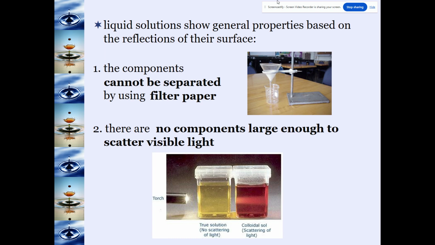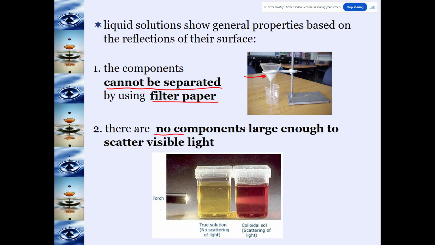Now, how can we tell whether or not we have a true solution? First of all, when you have a true solution, you cannot separate them by filter paper. With a heterogeneous mixture, you can separate them with filter paper unless they're a colloid, because in colloids the particles are so small that they actually still travel through the filter paper. But most of the time, a heterogeneous mixture will get trapped in the filter paper, the bigger particles, and then the solvent, if it's a liquid, will go through the funnel.